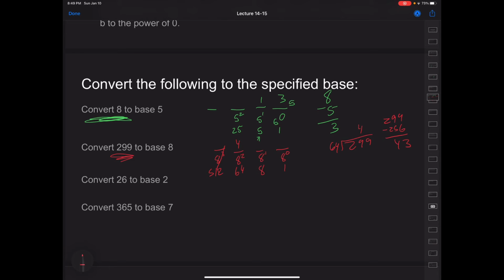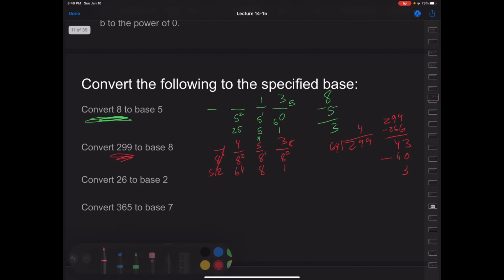And then we move on to our next place. We say, how many 8s are there going to be? Well, how many 8s are there in 43? There are 5 of them. 5 times 8 is 40. Subtract our 40. We're left with 3. We have a remainder of 3. And that is 299 in base 8.